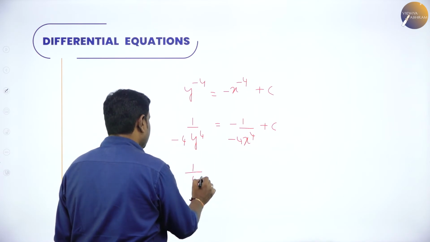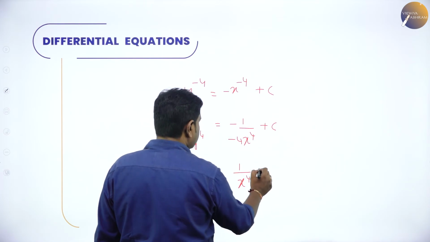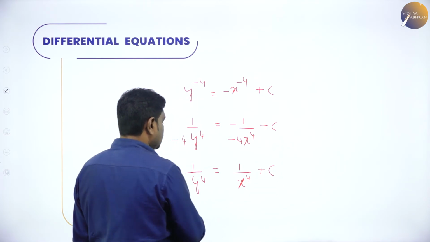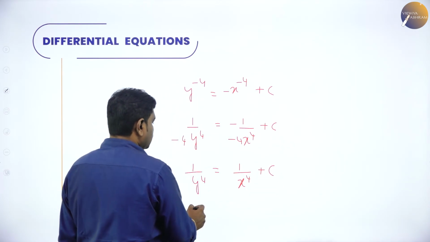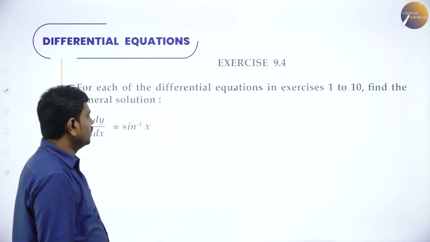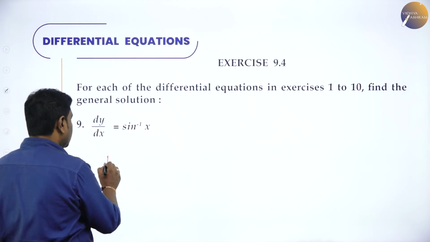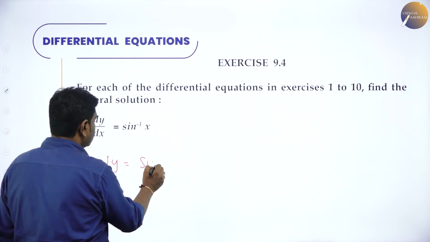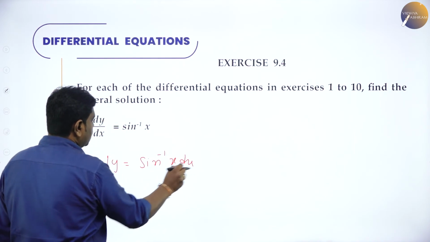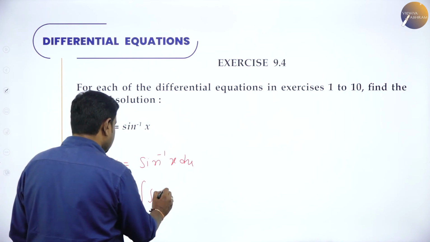So 1 by y power 4 equals 1 by x power 4 minus 4 into c, where c is some constant again. Rearrange it, or leave it. Now dy by dx is sin inverse x. Can I write it as dy is equal to sin inverse x dx? Now it is separated. So integration of dy is equal to integration of sin inverse x dx.